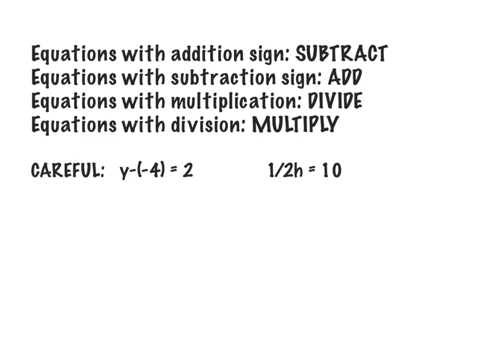All right, let's keep going. Last thing I want to talk to you about, a little recap. Equations with addition signs, subtract. Equations with subtraction signs, add. Equations with multiplication, you divide. And equations with division, you multiply. Be careful if you get like a y minus negative 4, because then you have to make it y plus 4, and now you're dealing with an addition equation. Or this 1/2 h is this. So I can't divide by 1/2. I have to multiply by the reciprocal. Things like that you've got to be real careful with. All right, let's start on the classwork.